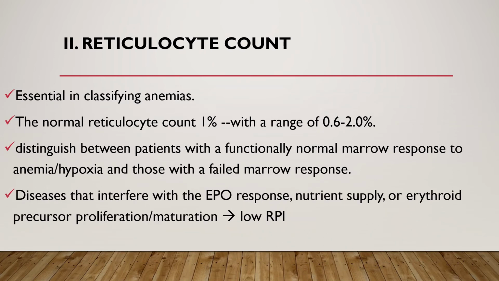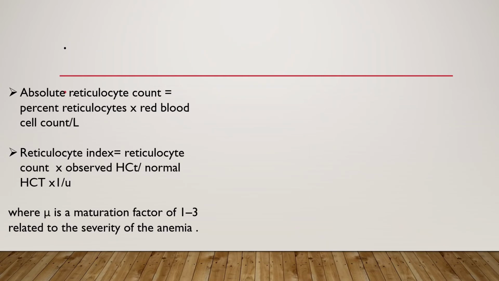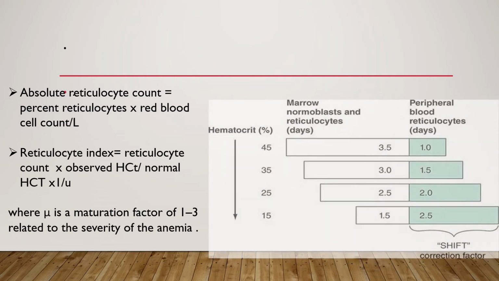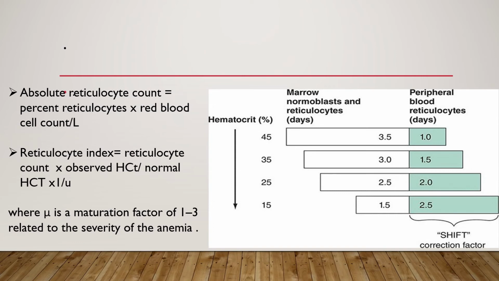Anything that interferes with the erythropoietic response, nutrient supply, or erythroid precursor proliferation or maturation causes a low reticulocyte count. Absolute reticulocyte count is calculated by percent reticulocytes times red blood cell count per liter, and reticulocyte index is calculated by reticulocyte count times observed hematocrit divided by normal hematocrit of the child at that age, times 1 over mu, where mu is a maturation factor of 1 to 3 related to the severity of the anemia. So mu is 1 if the hematocrit is around 45, 1.5 if it's around 35, 2 if it is around 25, and 2.5 if it is around 15.